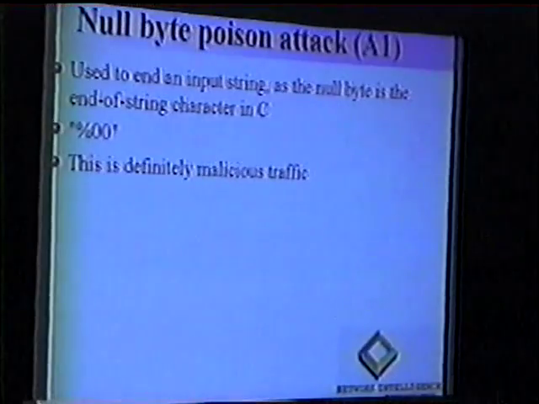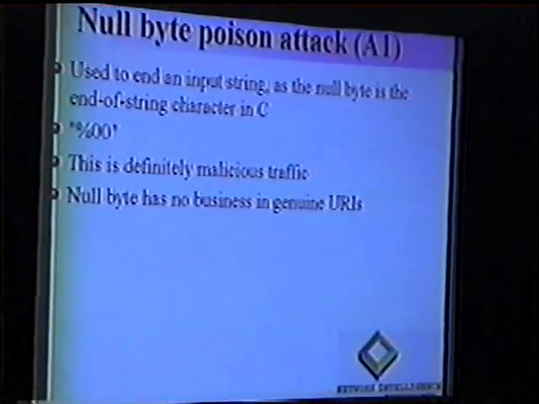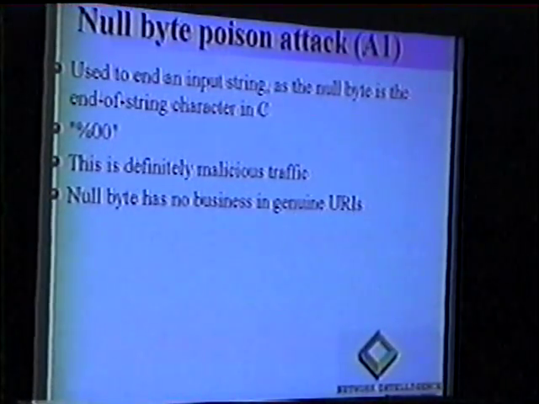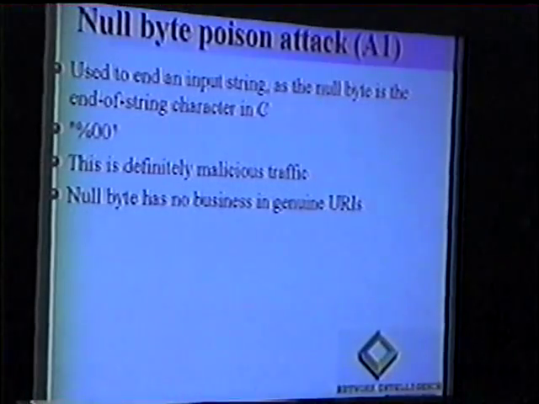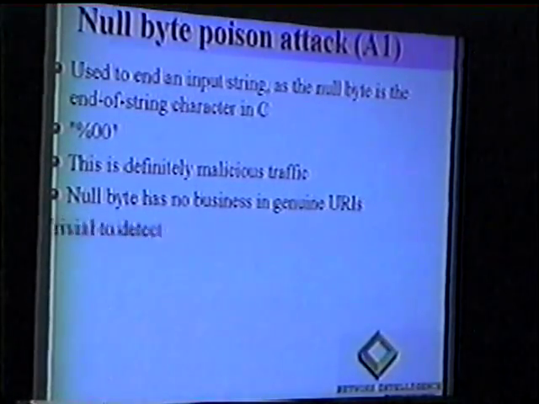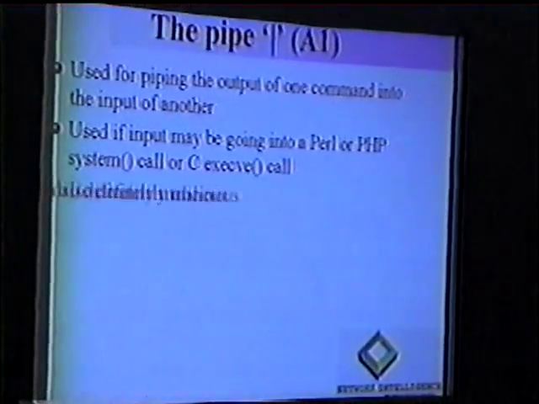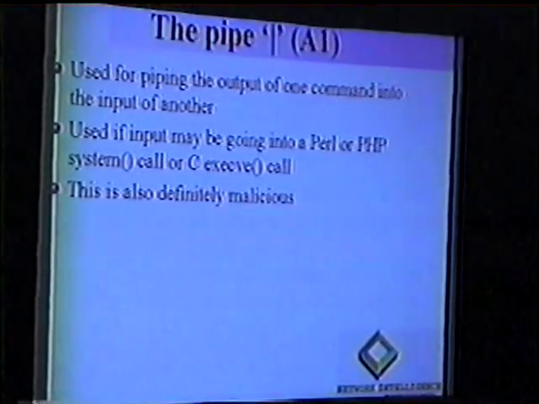The null byte poison attack is another type of attack which is pretty simple, trivial to write a signature for. All you're looking out for is %00, which is the null byte character. So it's pretty trivial to write a signature for that as well. Again, there are some other meta characters that might be used to execute commands at the back end.